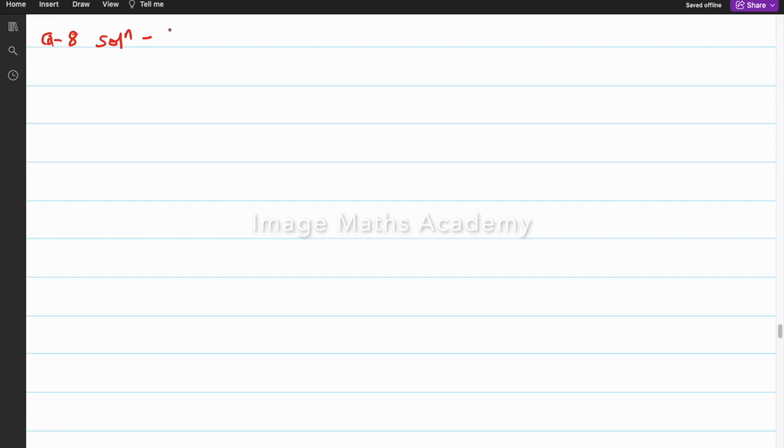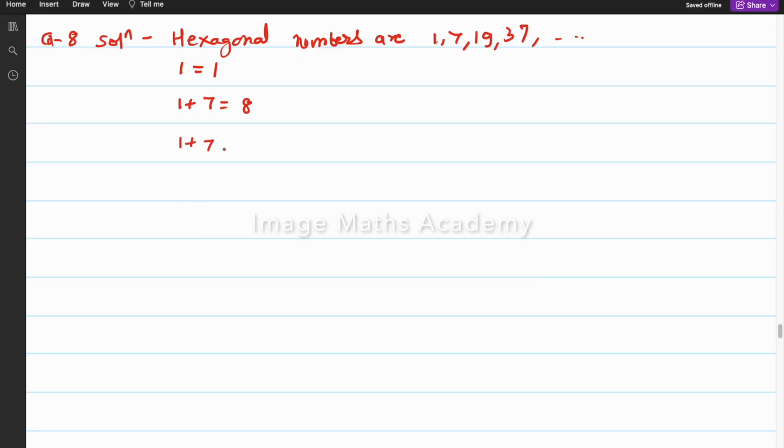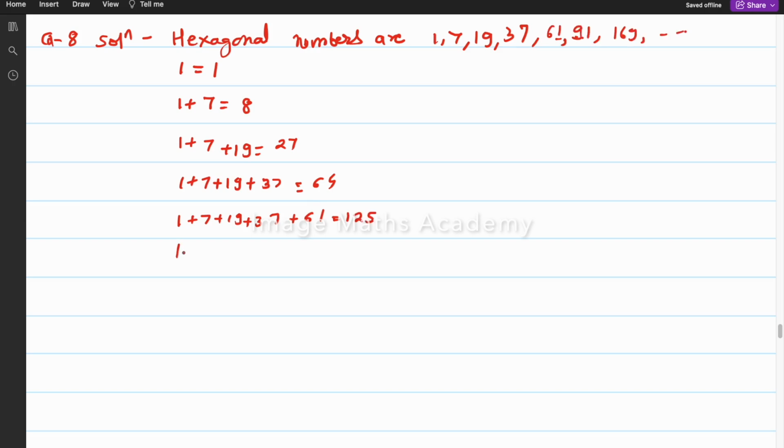So here hexagonal numbers are 1, 7, 19, 37 and so on. So 1 which is equal to 1, then 1 plus 7 which is equal to 8, 1 plus 7 plus 19 which is equal to 27, then 1 plus 7 plus 19 plus 37 which is equal to 64, then 1 plus 7 plus 19 plus 37 plus 61 which is equal to 125, then 1 plus 7 plus 19 plus 37 plus 61 plus 91 which is equal to 216 and so on.